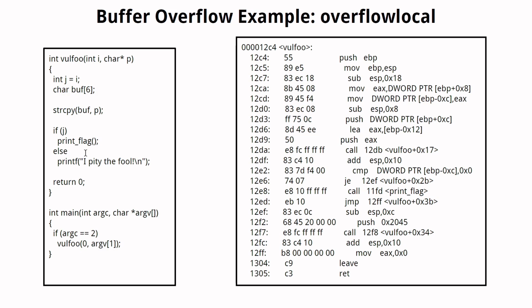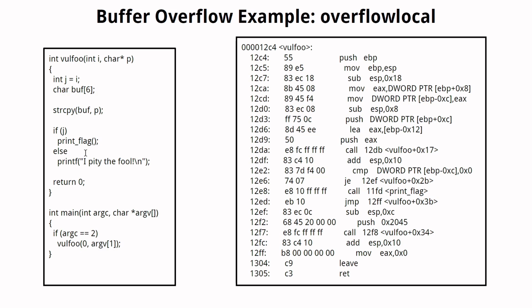Main function takes 2 arguments. It calls valfoo. I named it valfoo just to signify that there's some vulnerability in that piece of code. In valfoo, let's say we have 2 parameters. One is an integer i, another is a pointer. In the function, i is assigned to another local variable j. Then there is a local variable buff at C level.